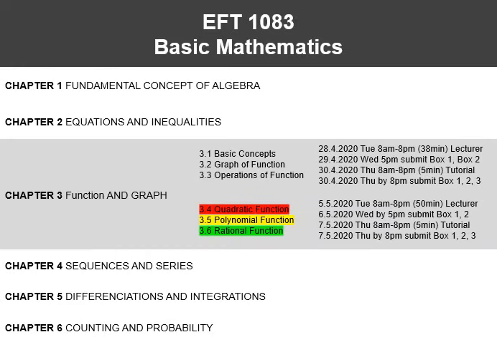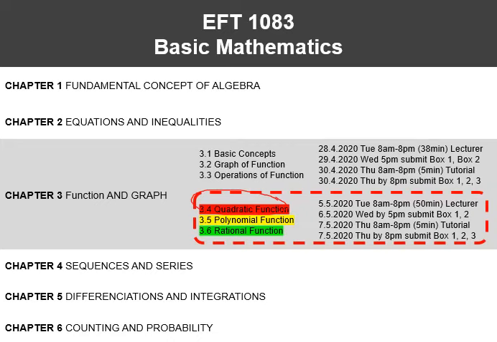Last week, we went through function and graph for 3.1 until 3.3, the basic concepts, graph of functions, and then operations of the functions. For this week, we're going to be more focused on types of function, that is quadratic functions, polynomial functions, and then the rational functions. We're going to know how to draw the quadratic functions, polynomial functions, and the rational functions.